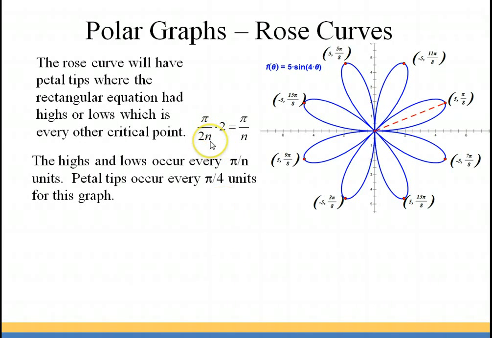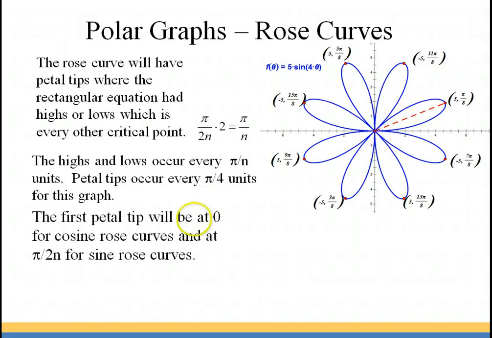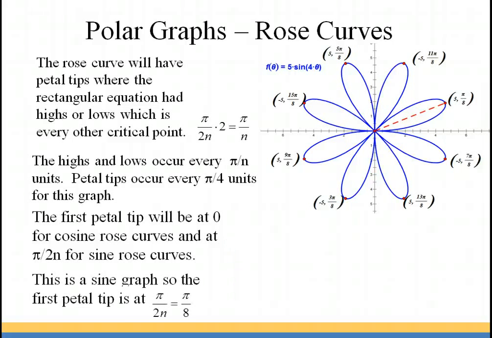If you take pi over 2n, which is how we found our critical points, and say every other one is going to give us a petal tip, we're just going to multiply that by 2 and we get pi over n. So your highs and lows are going to occur every pi over n units, which means for this particular graph, it's pi over 4 units. The first petal tip is going to start at 0 for the cosine graphs, which we saw on the sketch a little while ago, and at pi over 2n for the sine rose curves. So in this case we have a sine graph, so pi over 2n is our first one, so that's our starting point.